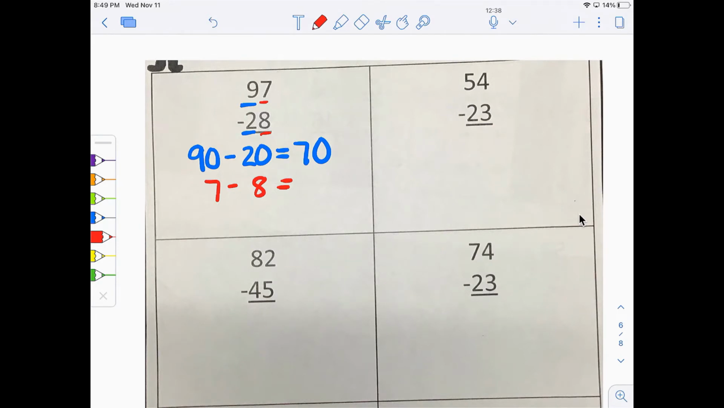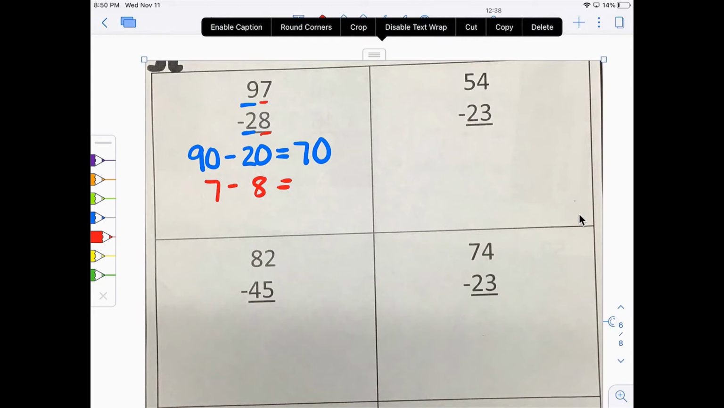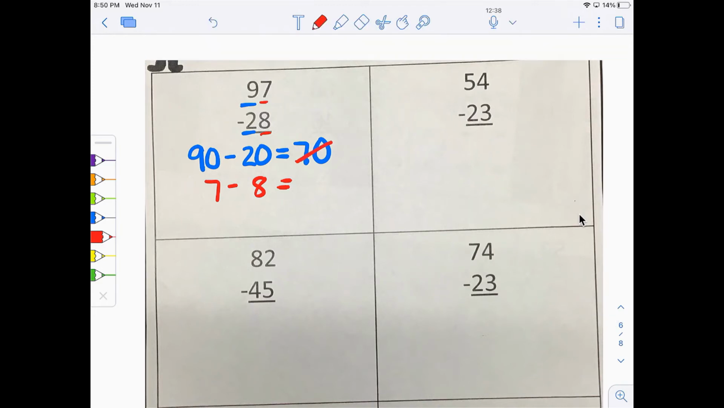But remember, if you have 7 of something, you can't take 8 away. So we have to get some more. We have to borrow, okay? And we're going to borrow from that 70. Now, we can only take a 10 from the 70. We cannot just take a few ones. We have to take a whole 10, because that's the tens place. So we're going to cross it out and borrow a 10, and we're going to be left with 60.